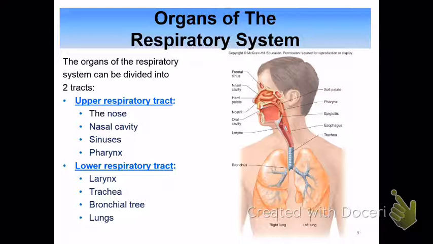Okay, the respiratory tract is made of the nose, the nasal cavity, the sinuses, the pharynx, then the larynx, the trachea, the bronchial trees, which would be in the lungs, and then the lungs. So take a second, pause the video, check out this picture, but I do want to point some stuff out. We think about the nose coming in. The nose brings oxygen in, and so does the mouth.